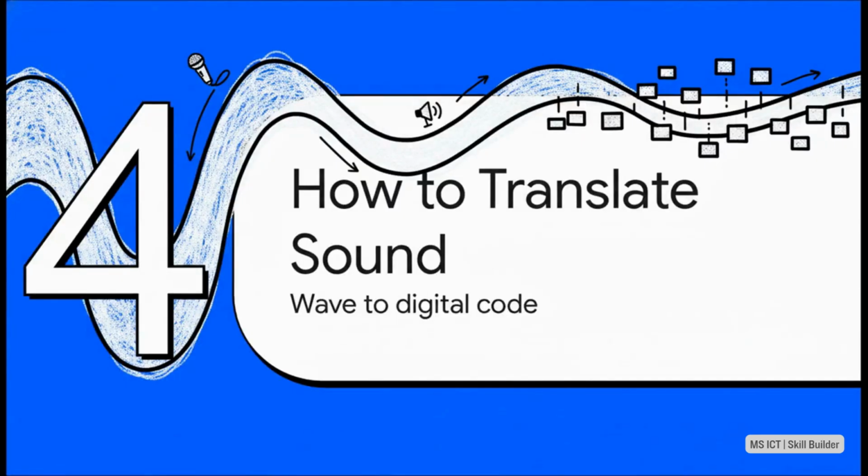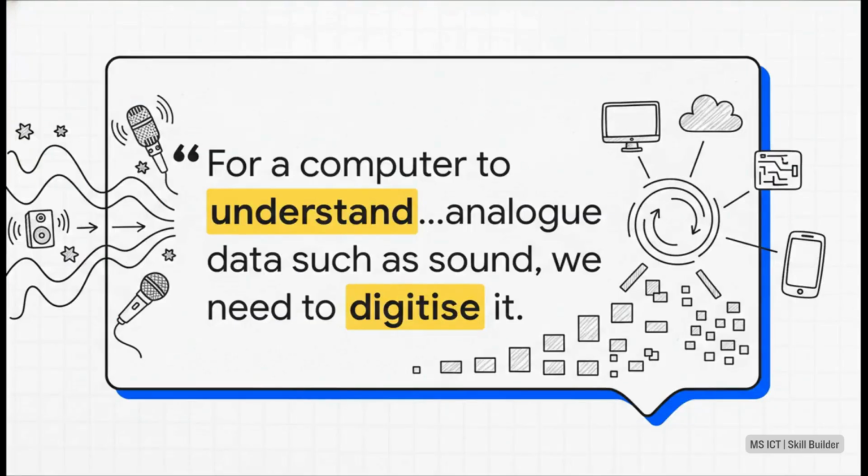Okay, so now we get it. We've got our two languages, the smooth analog wave and the choppy digital code. So this brings us to the main event. How do we actually do the translation? How does a sound wave turn into a long string of ones and zeros? And let's be clear, this process isn't just nice to have. It's absolutely essential. If we want a computer to do anything at all with a sound, save it, change it, send it, we have to convert it first. We have to digitize it.